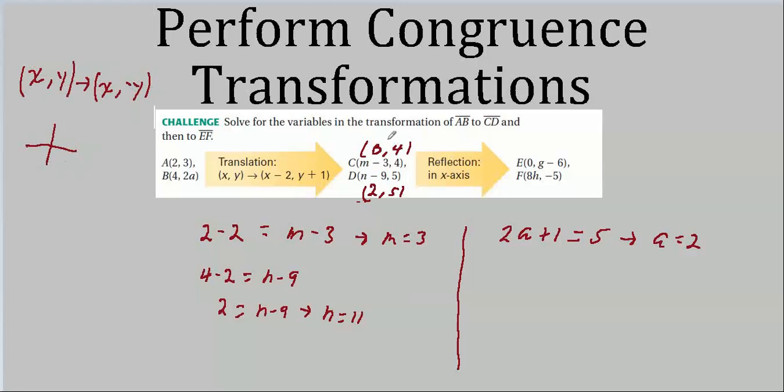So over here, just like I said, the x-coordinate's not going to change. So 0 goes to 0, nothing to do there. Well, 4 goes to minus 4. So the second coordinate has to be minus 4. So now we can find g by writing minus 4 equals g minus 6. We add 6 to each side and get that g equals 2.